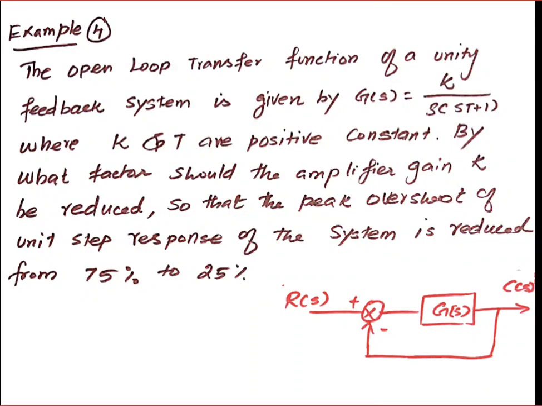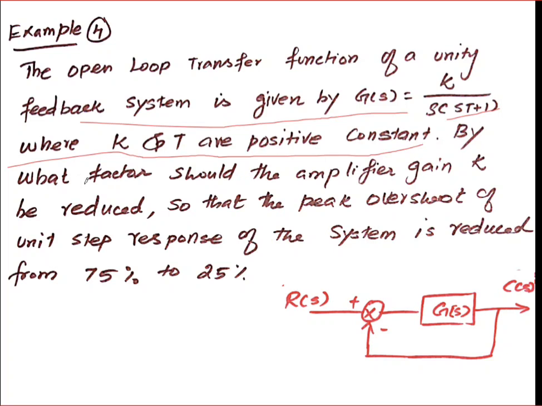The open loop transfer function of a unity feedback system is given by G(s) = K divided by s(sT + 1), where K and T are positive constants. This is the data given. We do not know anything about the values of K and T, but both are positive.